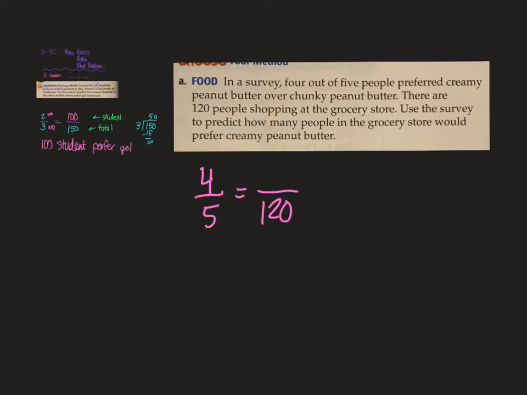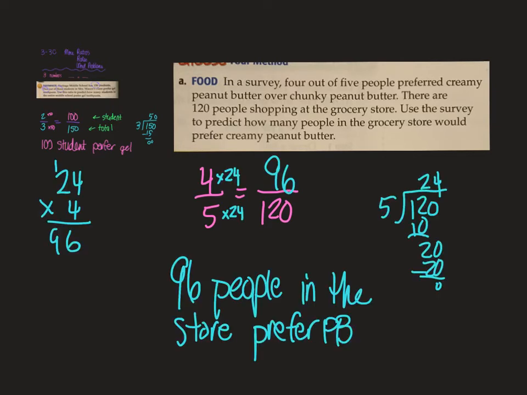Okay, so far, do you have 4/5 equals blank over 120? And then we have to figure out what that blank is by finding the pattern. I got 96. Did you get 96? Here's what I did. I needed to figure out the pattern, so I came over here and did this division. 5 goes into 12 twice, and so on. I got 24, so now I know the pattern is 24. I need to know 4 times 24. I did that scratch work, and I got 96 people. 96 people in the store are probably going to prefer creamy peanut butter.